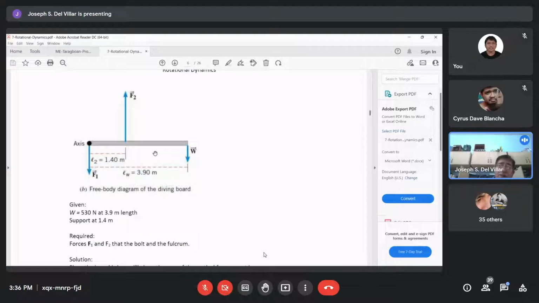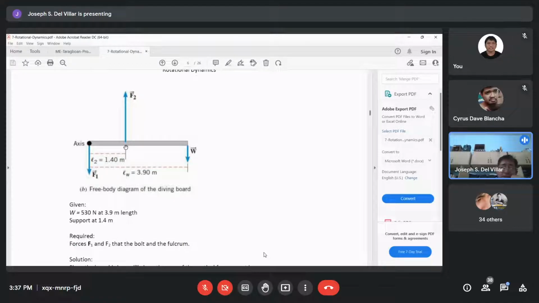And only two will produce torque: F1 and the weight of the woman. So let us sum up the torque with respect to the fulcrum. The summation of all the torques with respect to this. Meaning to say F2 is already disregarded. Do not include F2 anymore because it has no torque. So the ones with torque are F1 and W. So the summation of all torques with respect to the fulcrum.